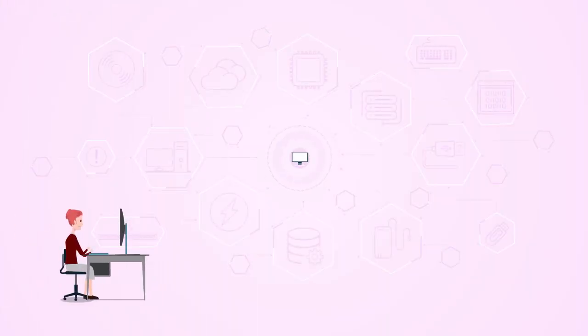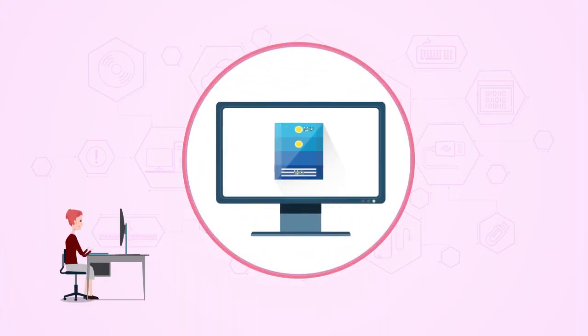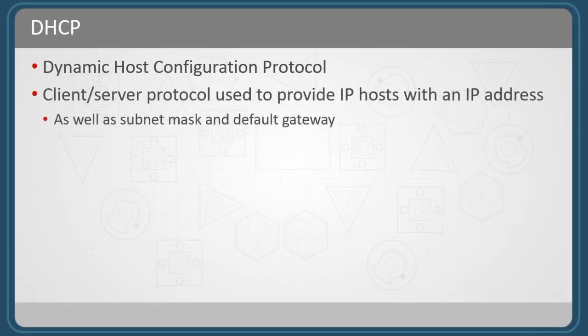In this presentation, we'll take a look at DHCP, or the Dynamic Host Configuration Protocol. This is a client-server protocol used to provide IP hosts with an IP address configuration, and it typically includes a subnet mask and a default gateway. In fact, there are several other options that you can also include, such as a DNS server, but IP address, subnet mask, and default gateway are certainly very common.